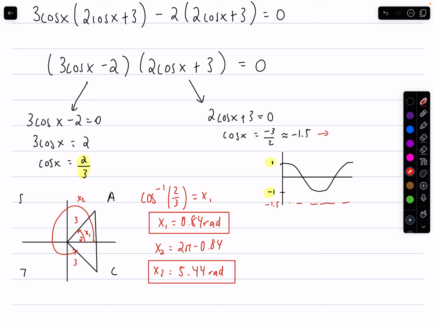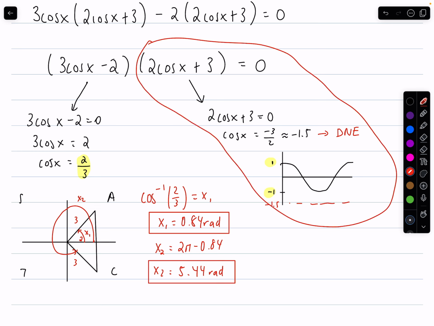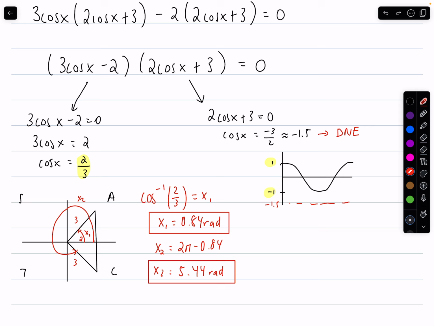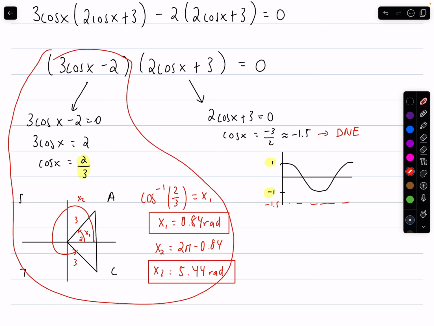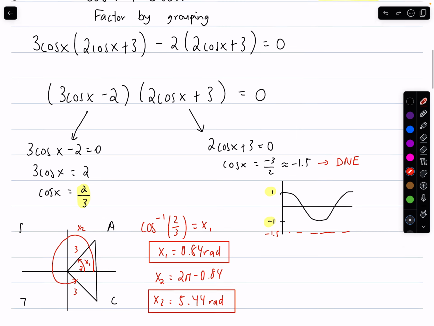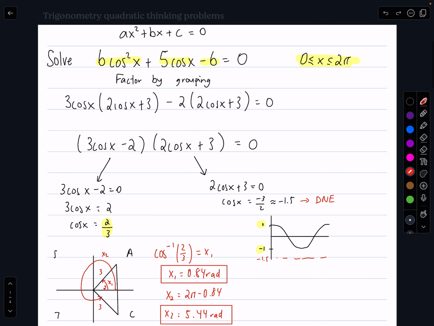Negative 1.5 actually does not exist in the cos function. So we actually get no solutions from this side of the function, or this factor specifically. So in this particular question, guys, a lot of people mess this up because they start putting it into the CAST rule, but the reality is it doesn't exist. So for this particular question, we only have two x values, and that only comes from this first factor right here. And there you have it. That's how you do this specific type of question.